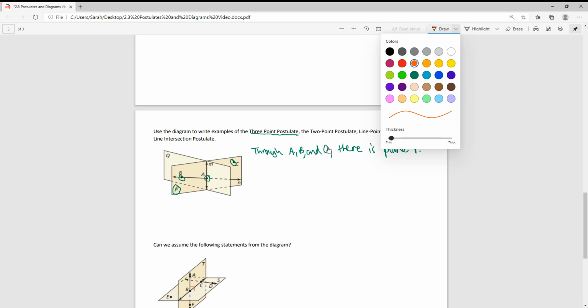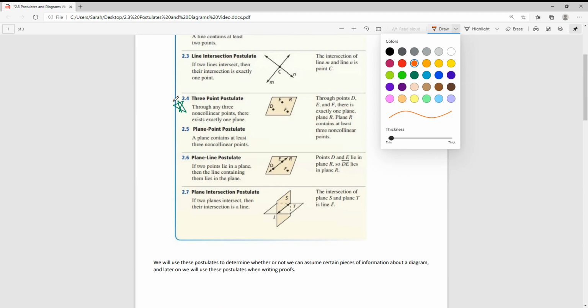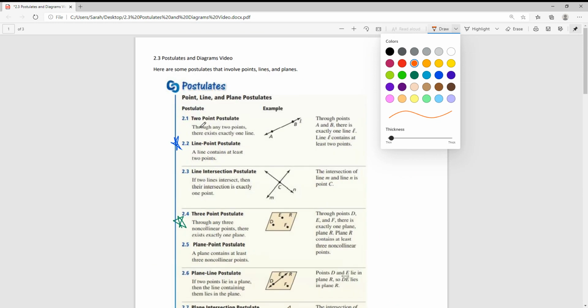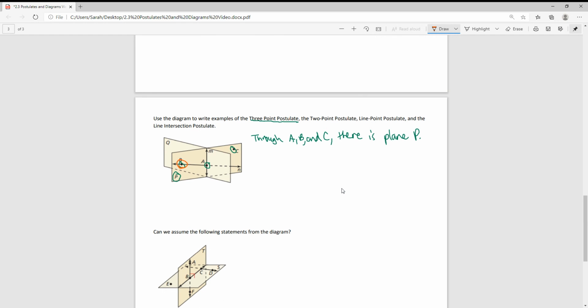Let's try another one. Let's talk about our 2-point postulate. Refreshing our memory, the 2-point postulate said through any 2 points, there exists exactly one line. So let's find 2 points that have a line going through them. I have points B and A that have a line going through them. And then we can either call that line AB or we can call that line N.